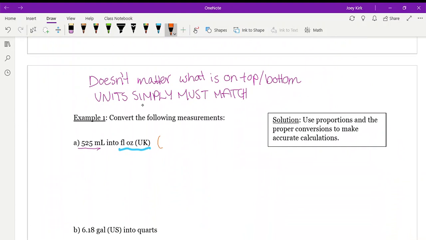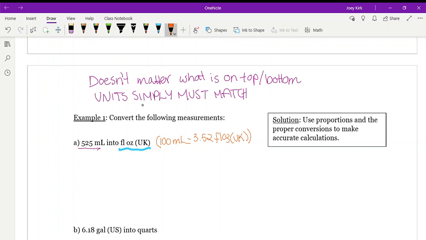So I'm going to come down here and write out for myself that 100 milliliters is going to be equal to 3.52 fluid ounces. Sorry, like I said, sometimes my writing is going to be brutal. It's important that you put UK in brackets because, like I said, this is extra silly and they have different US and UK measurements, okay?